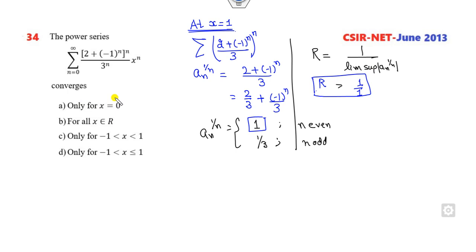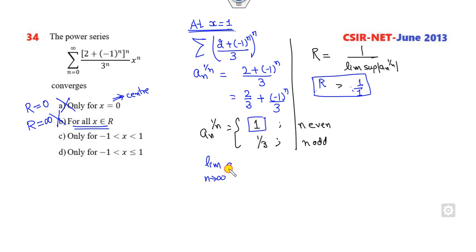Now it converges only at 0? 0 is the center. As I gave you the tips earlier, it is convergent only at the center when R is 0, but R is 1. So this is cancelled. It is convergent for all x when R is infinity, but again R is 1. This option is also cancelled out. Now how can you say whether it is convergent at x equal to 1 or not? How can you find the limit of this portion? That's the only thing.